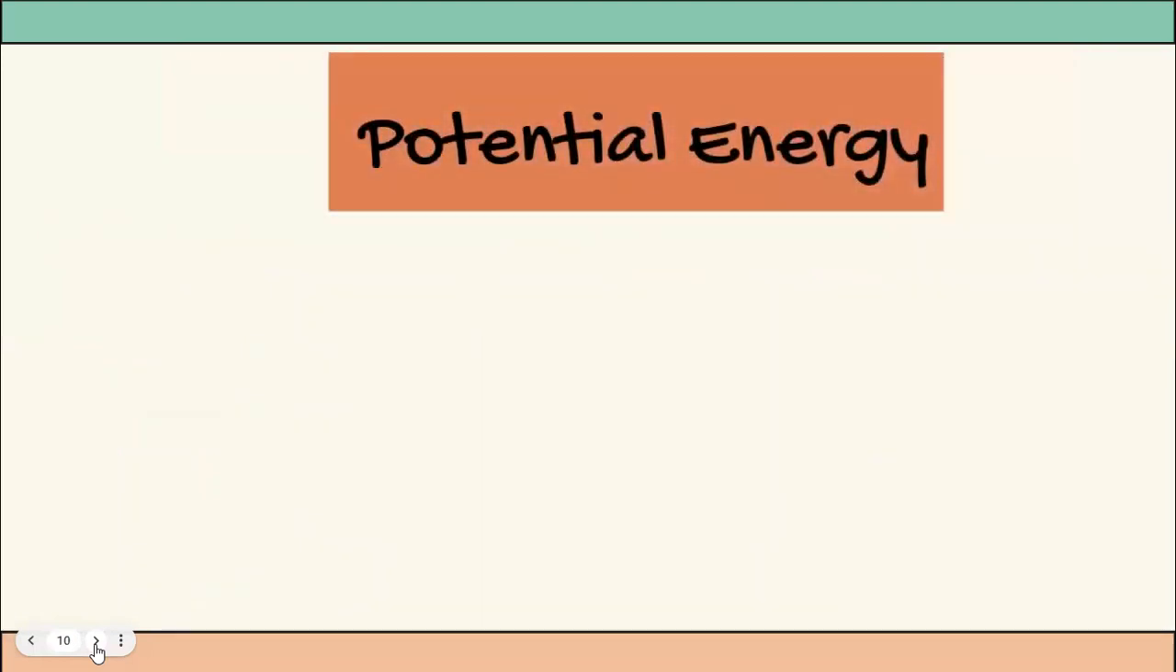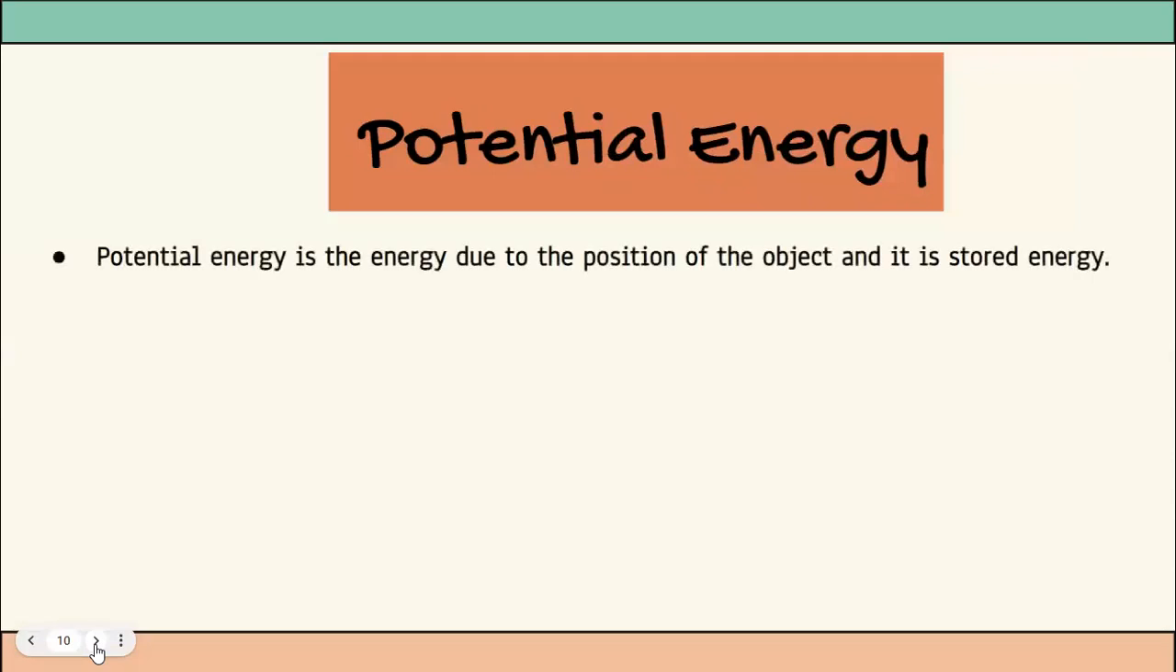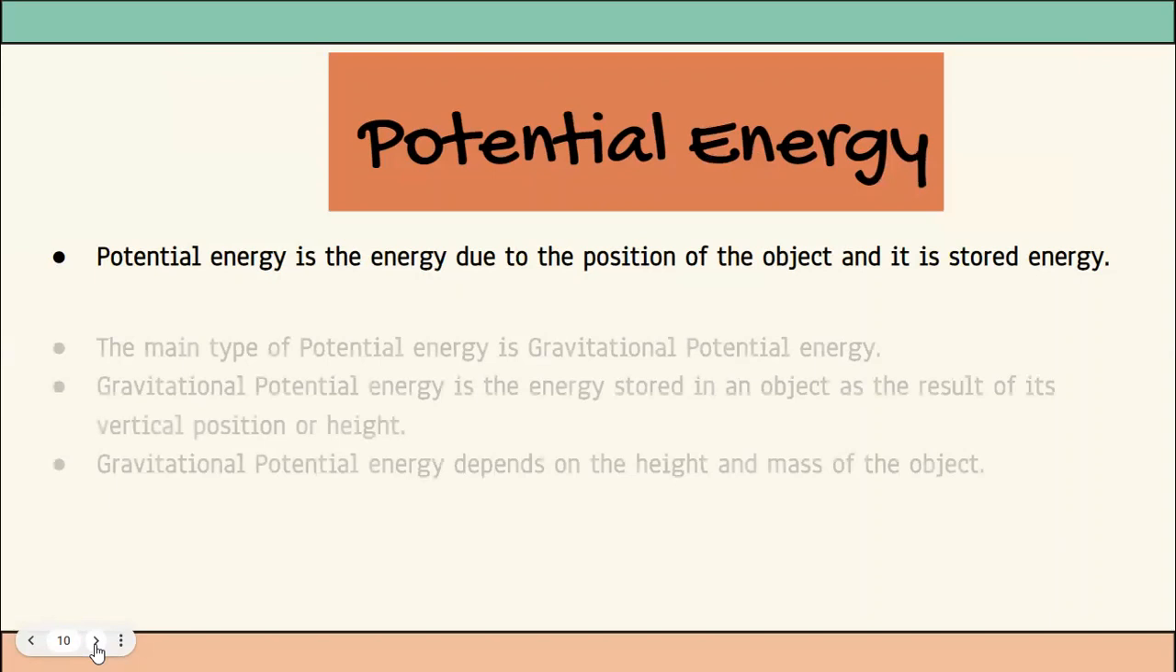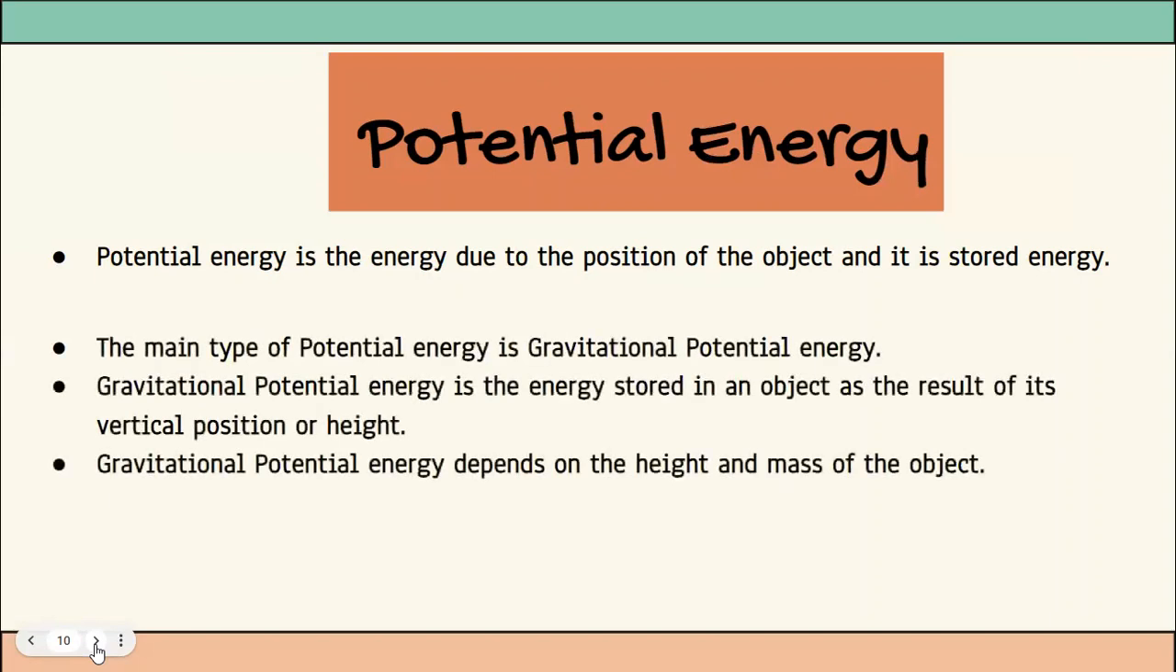Now, let's move on to potential energy. Potential energy is the energy due to the position of the object, and it is stored energy. The main type of potential energy is gravitational potential energy. Gravitational potential energy is the energy stored in an object as the result of its vertical position or height. Gravitational potential energy depends on the height and mass of the object.